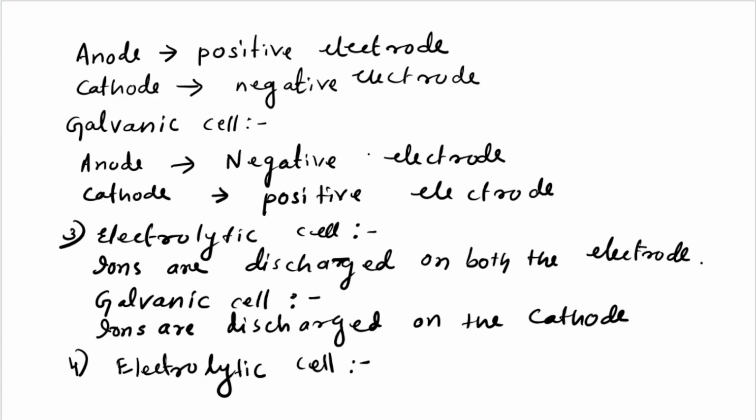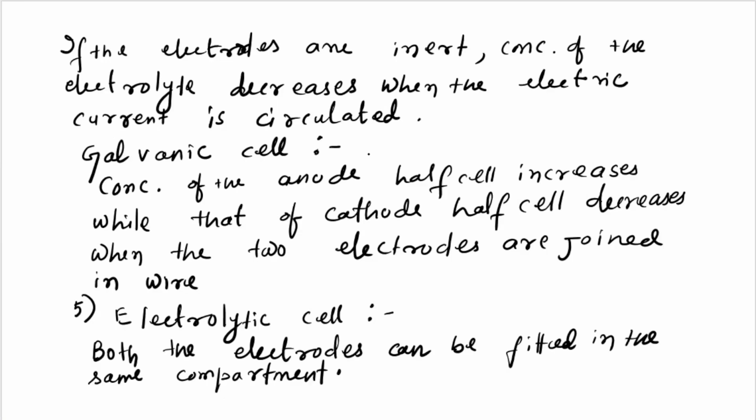Then come to the fourth point. In electrolytic cell, if the electrodes are inert, then concentration of electrolyte decreases. Inert means the electrodes are not responsible for any chemical change. The concentration of the electrolyte decreases when the electric current is circulated, when electric current is passed.